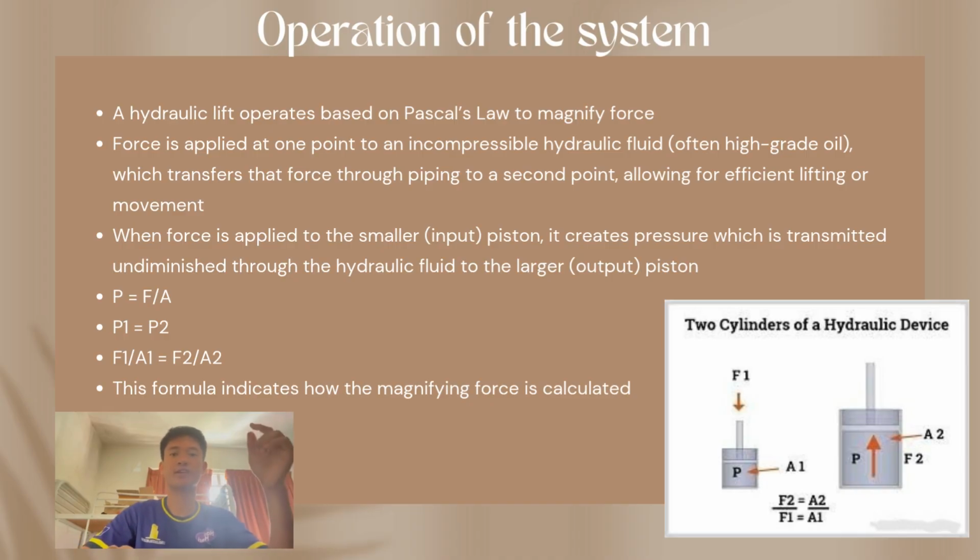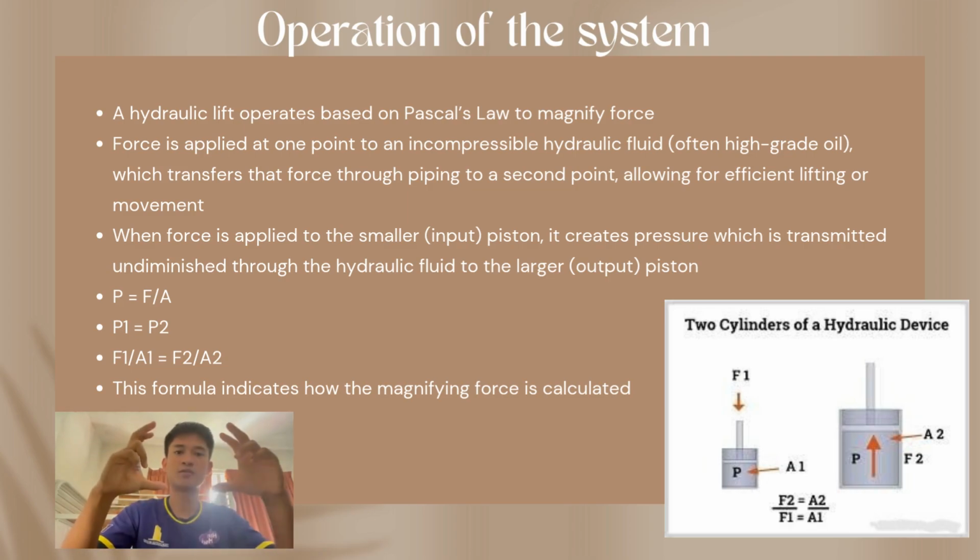So when the force is applied at the input, it's a small force. It creates a pressure that transmits uniformly throughout the hydraulic fluid to a larger force, which is the output force. To calculate the input and output force, it can be determined by pressure 1, the input pressure, equal to pressure 2, the output pressure. Pressure is equal to F over A, force divided by area. So F over A equals F over A. At the input, the force and the area will be small values, whereas at the output, the force and the area will be bigger than the input values.